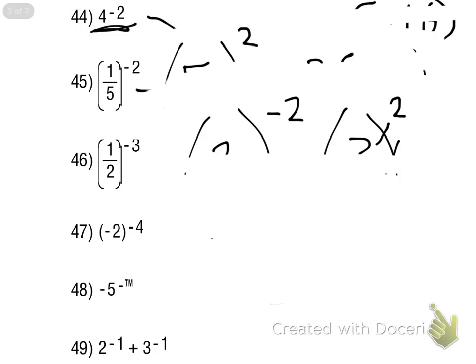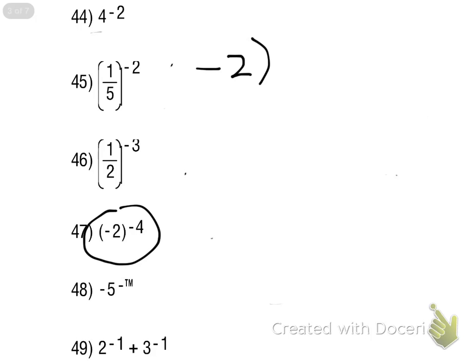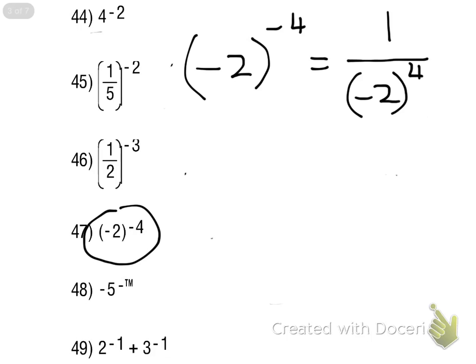Now then, there's a couple of stinkers coming up here. So let's erase this and do it tidily. This one here: negative 2, all to the negative 4. The base is negative 2, so that is what goes on the denominator with a positive 4. Now notice, I haven't changed the negative 2 to a positive 2. It's the exponent sign that changes. Negative 2 is negative 2. It's just now on the denominator.